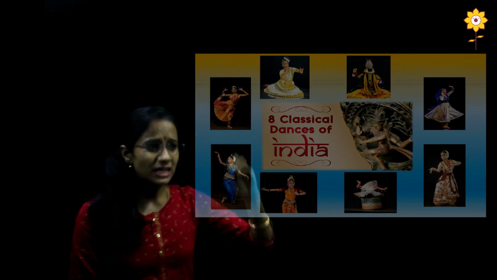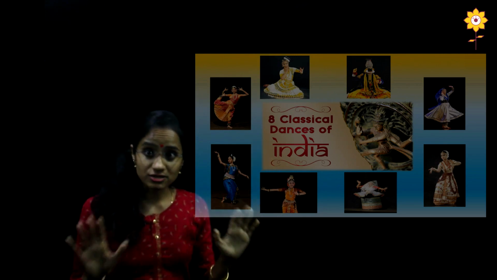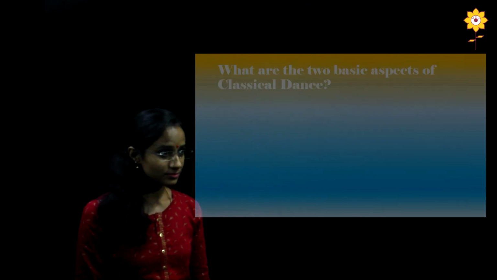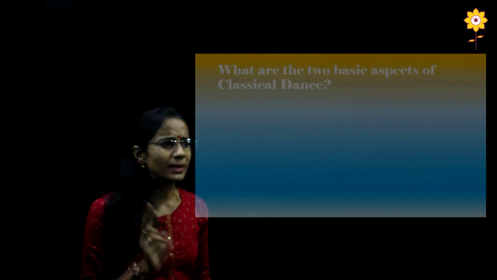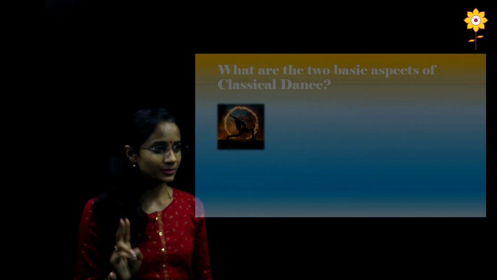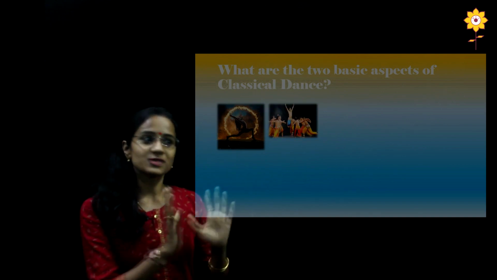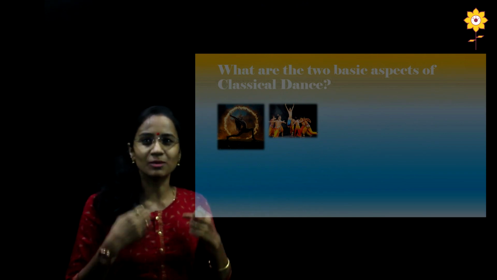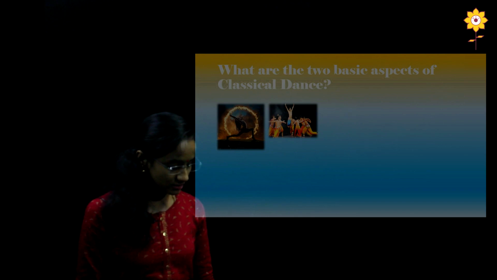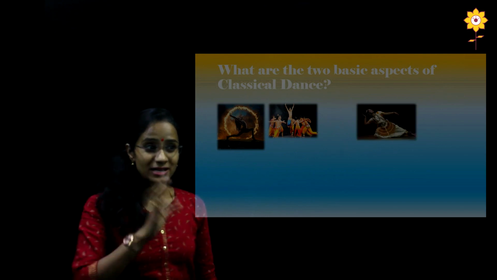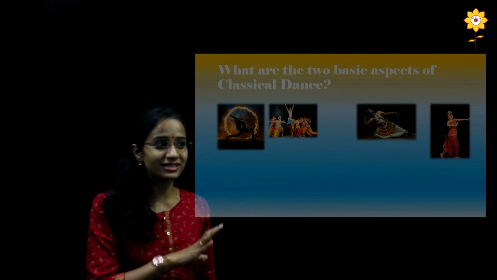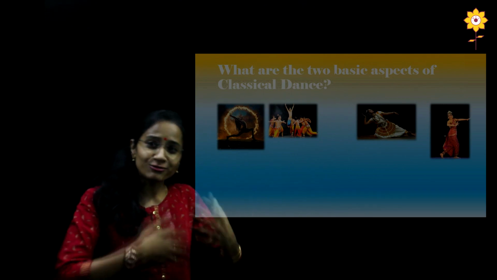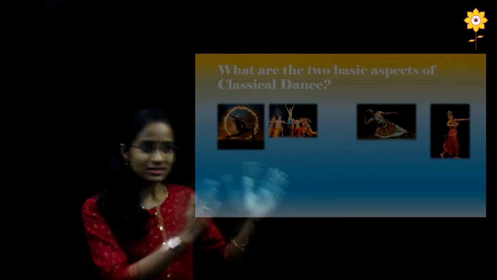But before going into each one in detail, let us see the general aspects which are common in all the 8 classical dances. So what are the 2 basic aspects of classical dance? This is what this picture shows. It's a fierce form of dance, a more masculine, more powerful form of performance. This is a masculine and powerful form of dance, and the other one is more feminine. It is soft, gentle, and very fluid in movement.